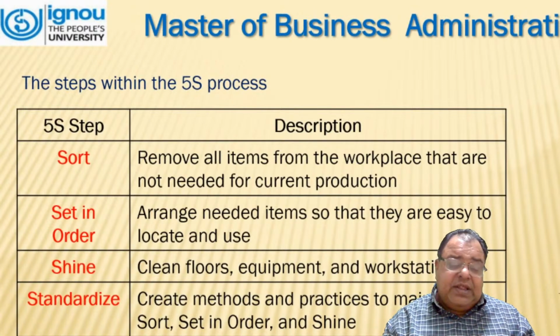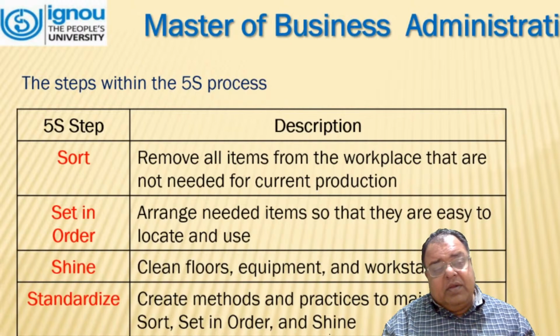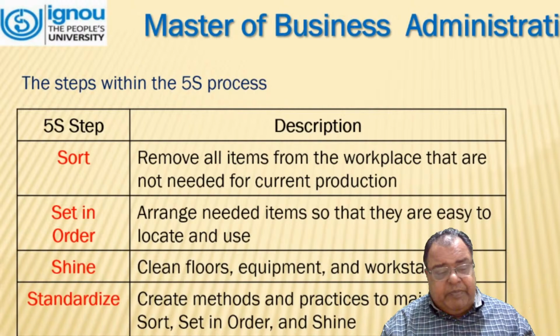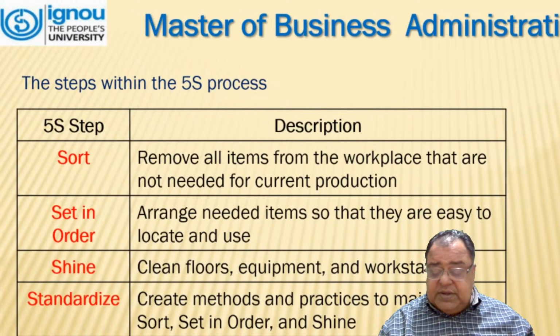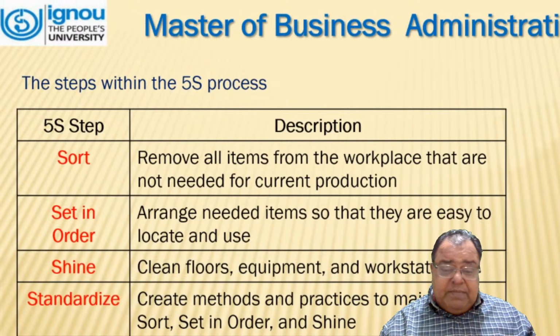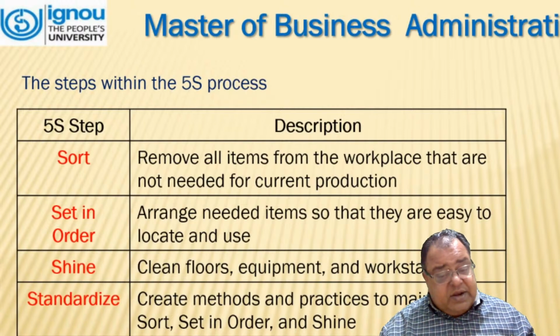The steps within the 5S process. The 5S are: Sort, which means remove all items from the workplace that are not needed for current production. Set in order: arrange needed items so that they are easy to locate and use. Third one is shine: clean floors, equipment, and workstations. Standardize: create methods and practices to maintain sort, set in order, and shine. And the last one is sustain: make 5S an integral part of standard operating procedures.